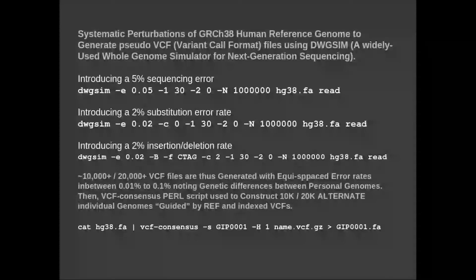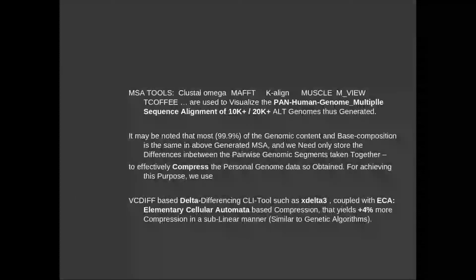And then we take the Genome Reference Consortium 38 human reference genome and systematically introduce sequencing errors and substitution errors as well as indel errors, so as to generate pseudo VCF files, which are then subjected to the vcf-consensus Perl script, so as to generate individual alternate genomes. And then finally, we do a multiple sequence alignment of these sequences using tools like Clustal Omega, MAFFT, MUSCLE, T-Coffee, and so on.